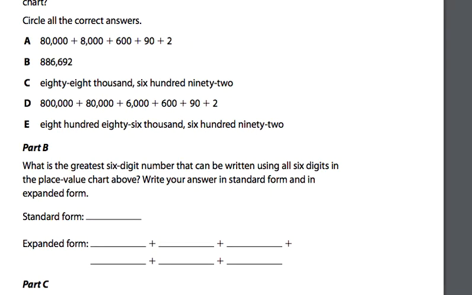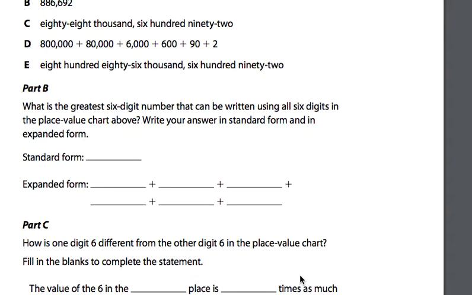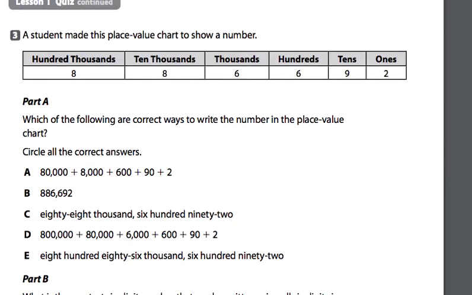All right, and part B. What is the greatest 6-digit number that can be written using all 6 digits in the place value chart above? Write your answer in standard form and in expanded form. So those digits that we are looking at are right here, so you can view them on your quiz. You have an 8, an 8, a 6, a 6, a 9, and a 2.